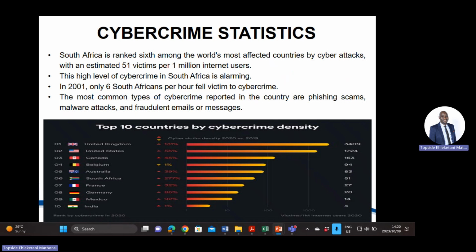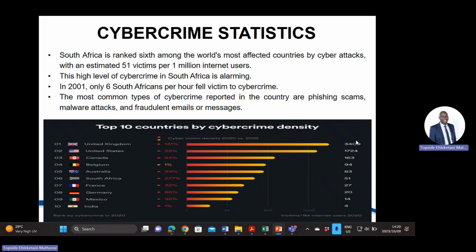Some of the most common types of cyber crimes reported in our country include phishing scams, malware attacks, and also fraudulent emails or messages. These messages can come just as a message, or they can come through our WhatsApp. So this shows what's happening in the world, with the United Kingdom being number 1. Second is the United States, then Canada. Then comes Belgium, Australia, and then South Africa. After South Africa, it's France, Germany, and Mexico. Then in number 10, we have India.